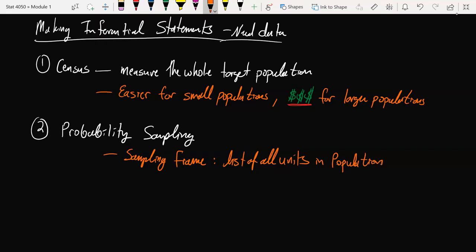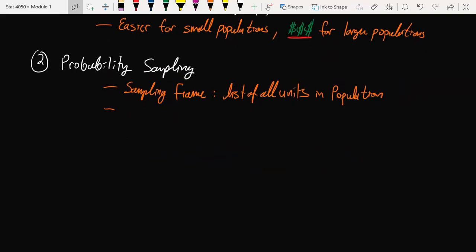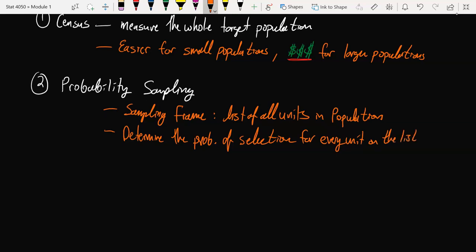So first, we take our sampling frame. Now, when we have that list of all units in our population, we can determine the probability of selection for every unit on the list. Okay. So then what we do, we have this sampling frame and we have the probability of selection for every unit on the list. We select units at random.